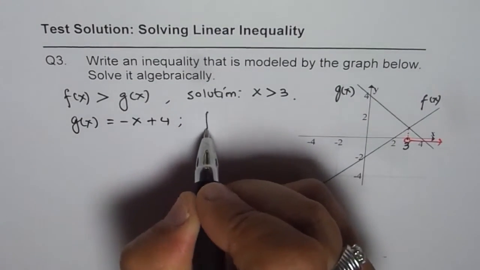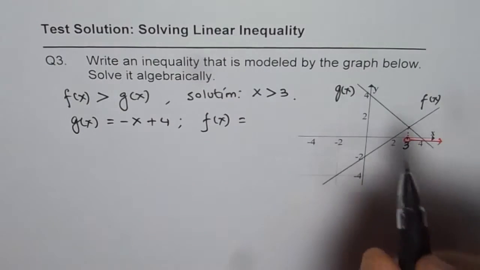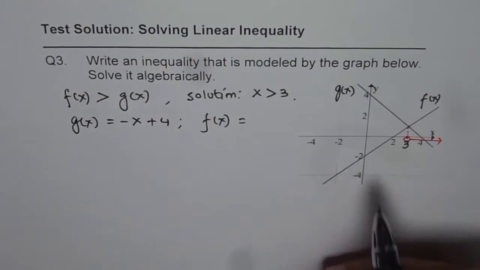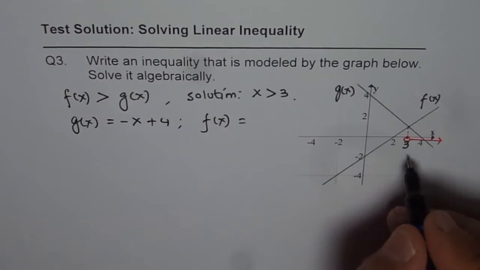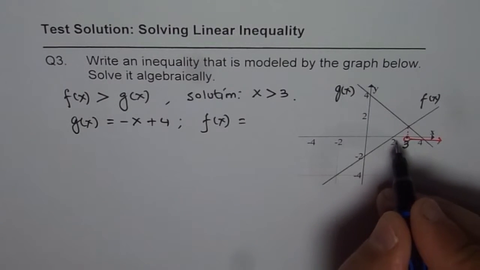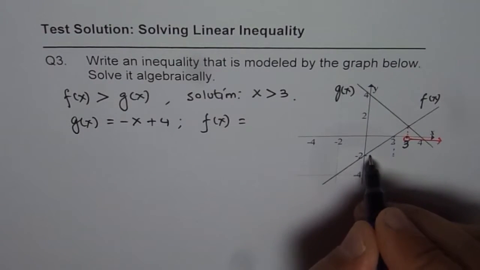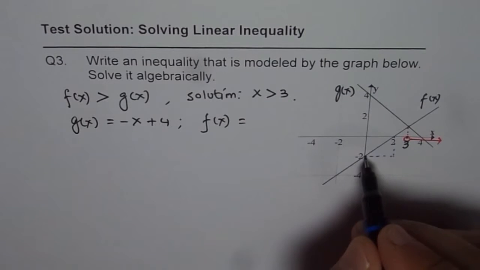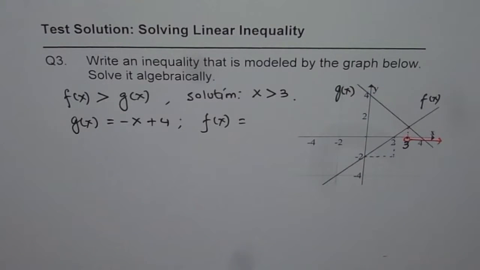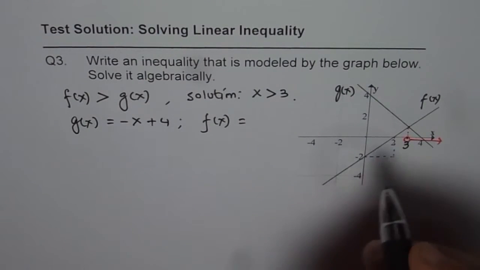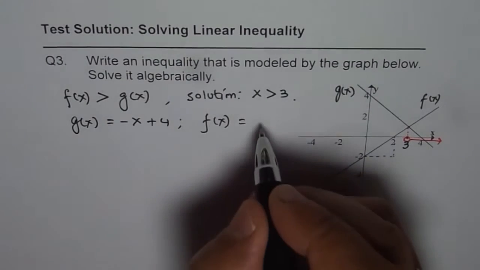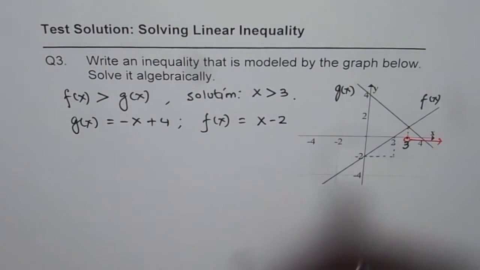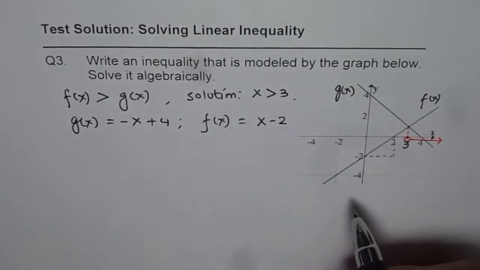And now what is f of x? Now f of x is equal to y-intercept of minus 2. And to find the slope, let us check with this point itself. Or we can use 2 itself, right? So that is the slope. So rise of 2 and run of 2. So slope is also 1 for this. Y-intercept of minus 2 gives us x minus 2 as the equation for f of x.